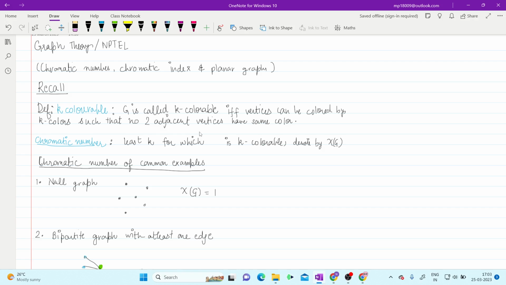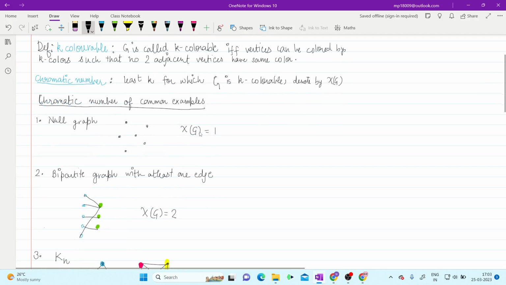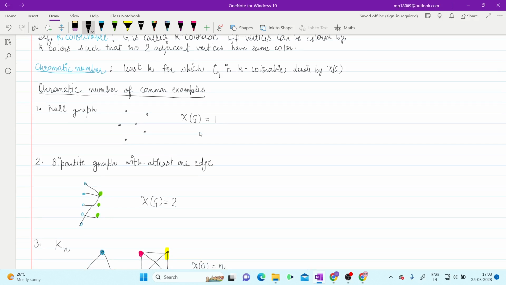Now, once we know what is k colorable, there is this notion of chromatic number. By chromatic number, we mean the least k for which G is k colorable, and we denote it by χ(G). So chromatic number gives you the least number of colors required to color the vertices such that no two adjacent vertices have a common color. Throughout this course we have discussed various examples, so let's see what the chromatic number of those examples will be.